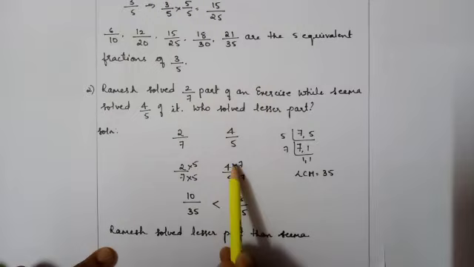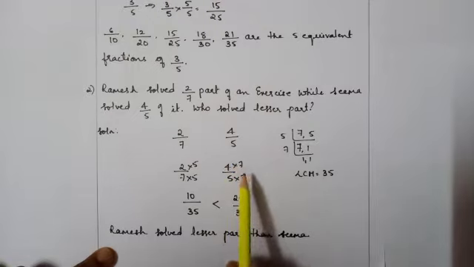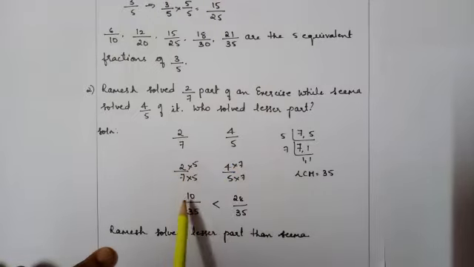So same into 7 in the numerator. So in the next step, 2 5s are 10, 7 5s are 35, 4 7s are 28, 5 7s are 35. Now I have converted the two fractions to like fractions. Like fractions means those fractions whose denominators are same.